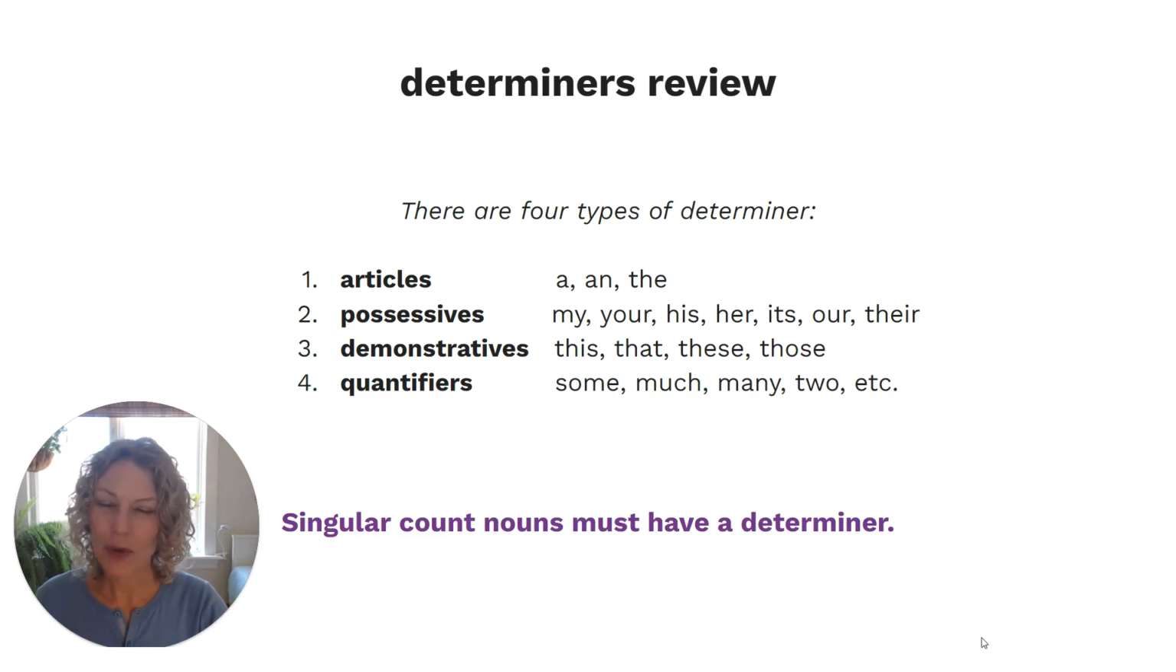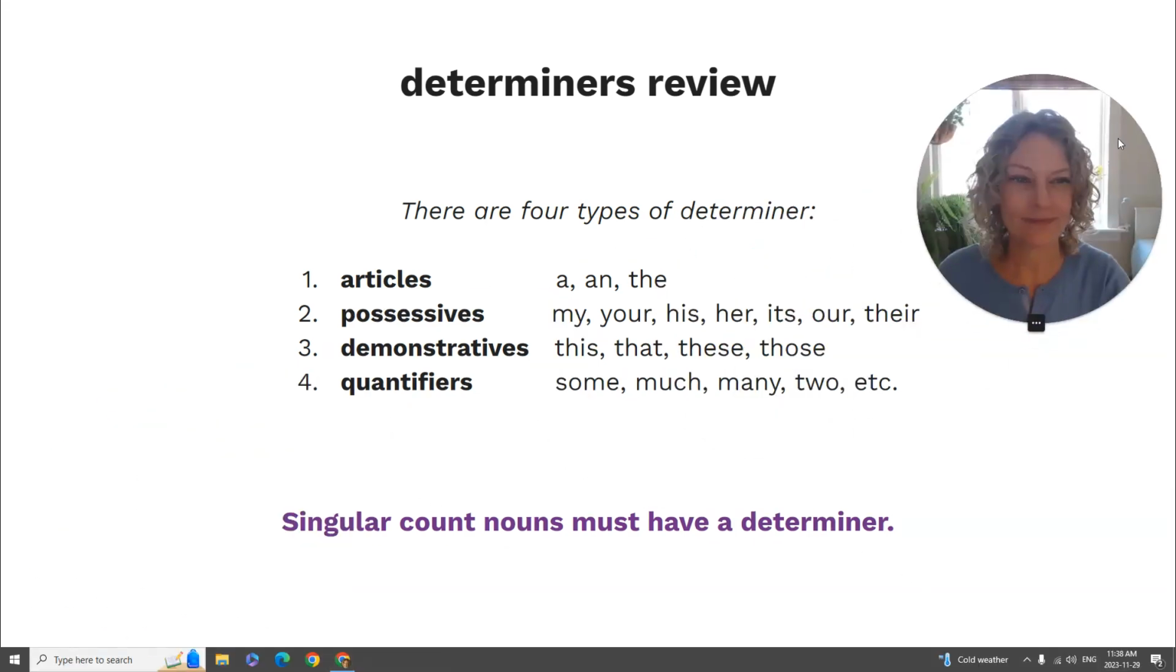So probably the most important thing to keep in mind is that singular count nouns must have a determiner, because that's the most common mistake, is that students just don't include any determiner at all. So try to be aware of those singular count nouns, because those are the ones that must have a determiner.